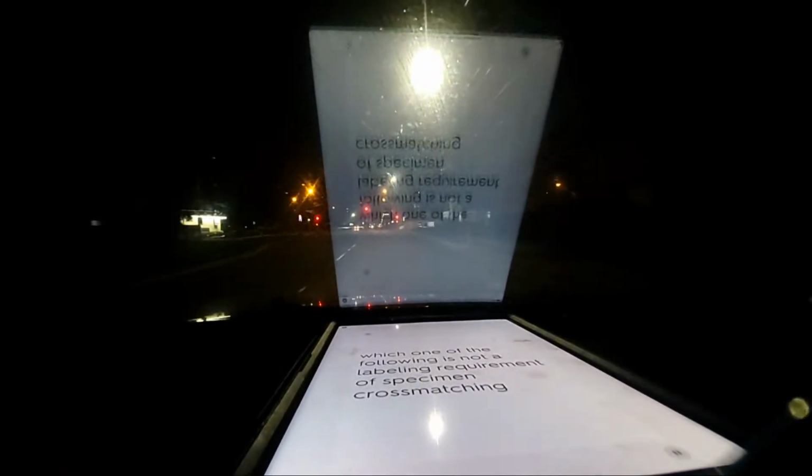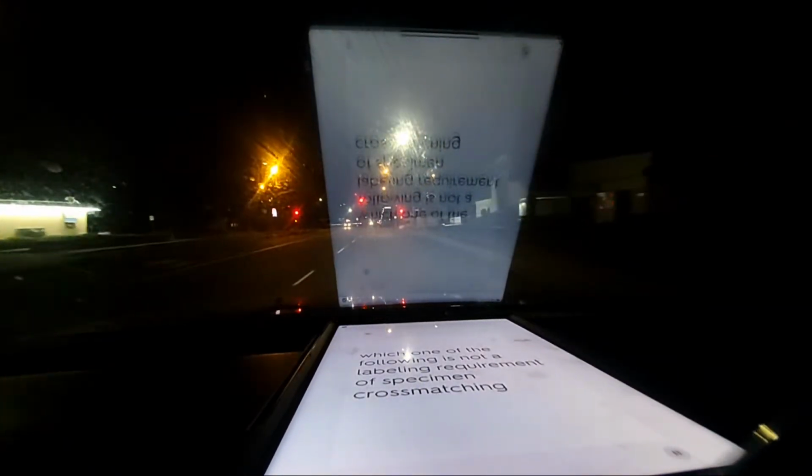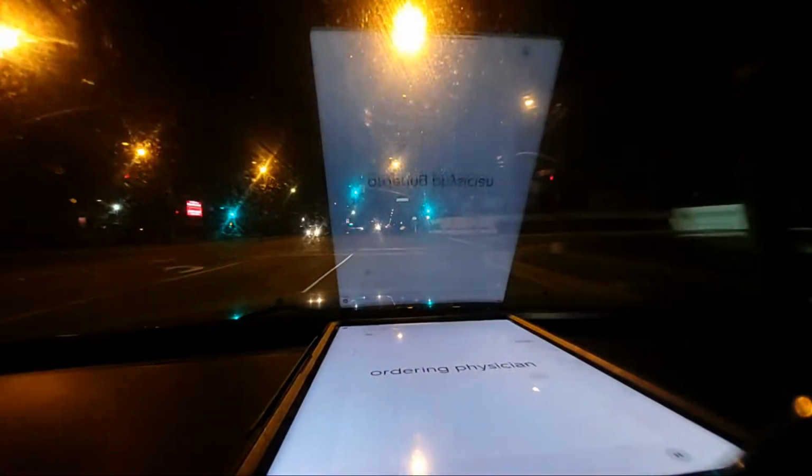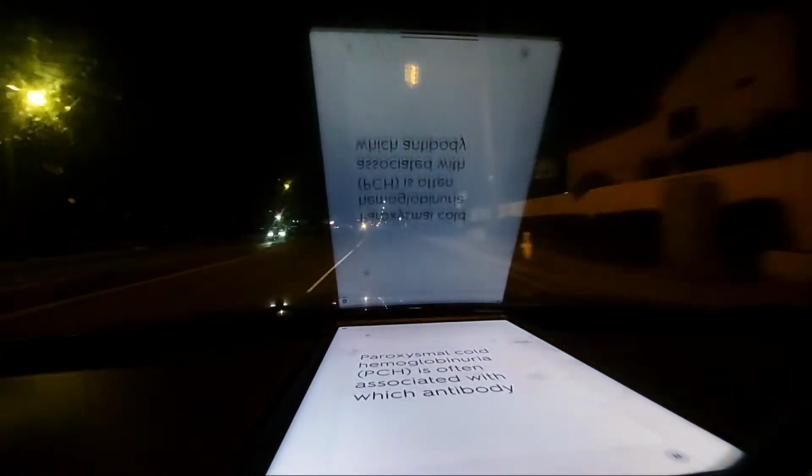Which one of the following is not a labeling requirement of specimen cross-matching? Ordering physician. Paroxysmal cold hemoglobinuria is often associated with which antibody? Anti-P1.